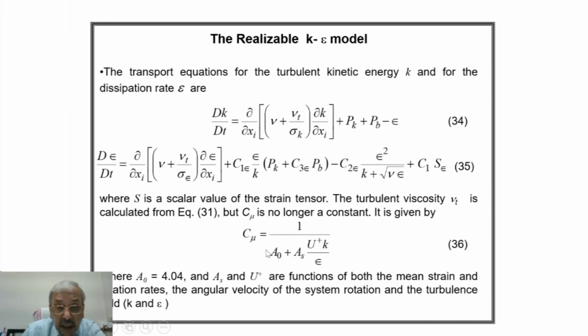but in that calculation, that means C mu K square by epsilon, C mu is no longer a constant. Its value is given by 1 divided by A naught plus AS U plus K by epsilon, where A naught is 4.04. AS and U plus are functions of both the mean strain and rotation rates, the angular velocity of the system rotation and the turbulence field. So this is another popular model, or another significant development on the K epsilon model.